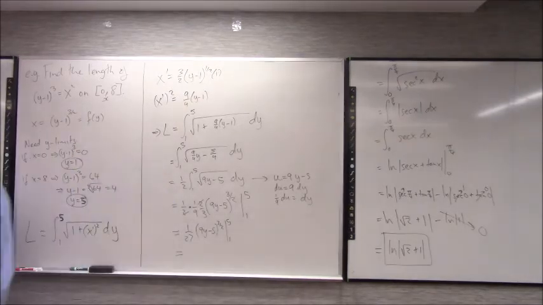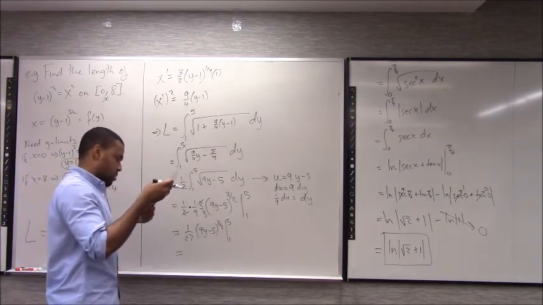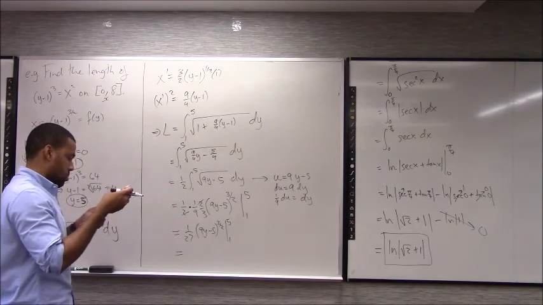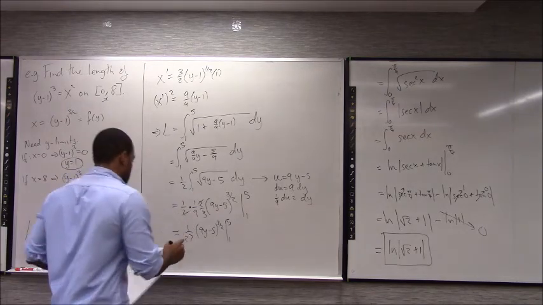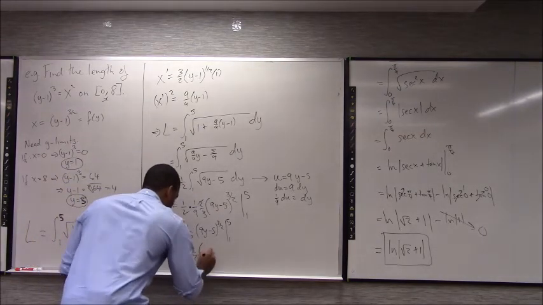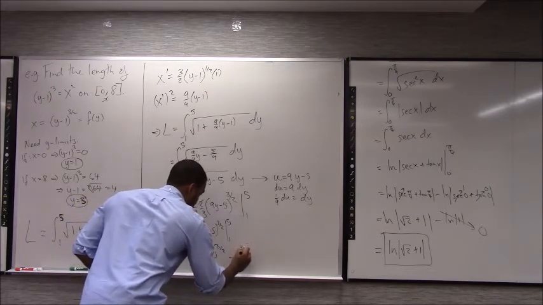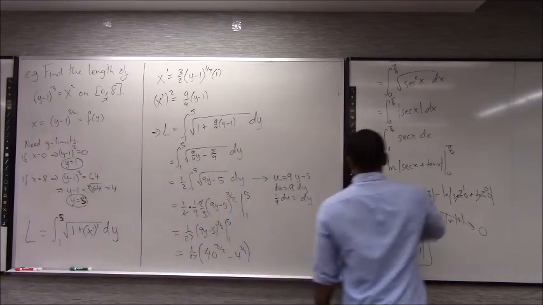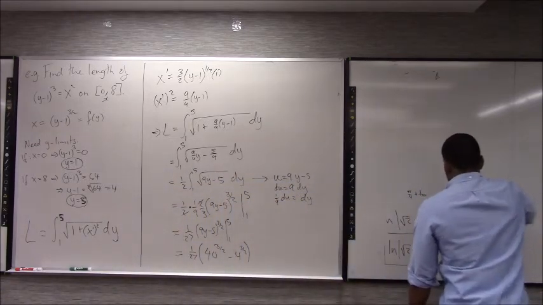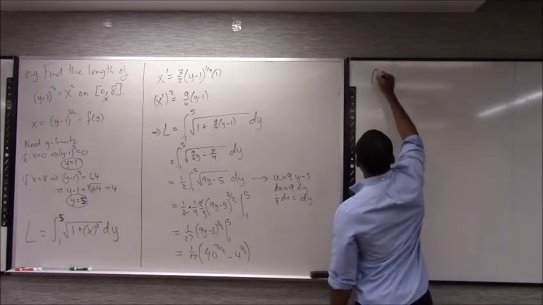I think I wrote down the answer. Oh, I didn't really simplify, so it was just 1/27 times, that ends up being 4 to the 3/2 minus 0 to the 3/2. The other way would have been nice.